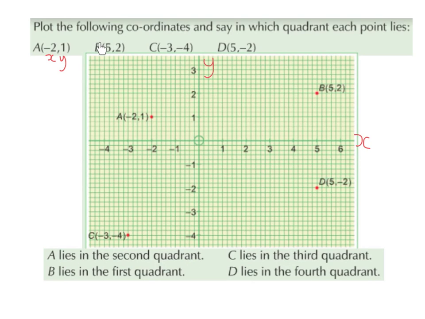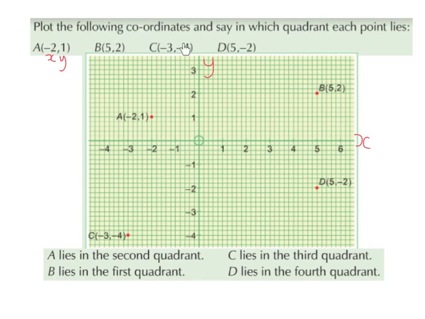So now we have the point B, which is 5, 2. So we go to 5 on our x-axis, which is here. And we go to 2 on our y-axis, which is here. And the point at which they meet is B. So 5 on the x-axis, 2 on the y-axis, and the point at which they meet is B. And B lies in the first quadrant. So this is the first quadrant.